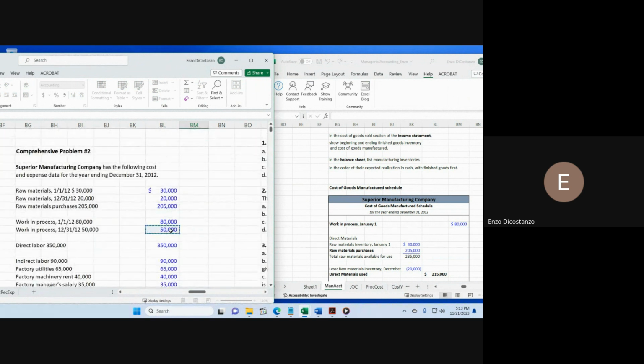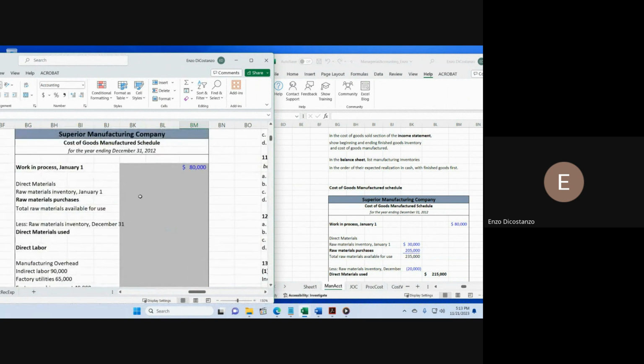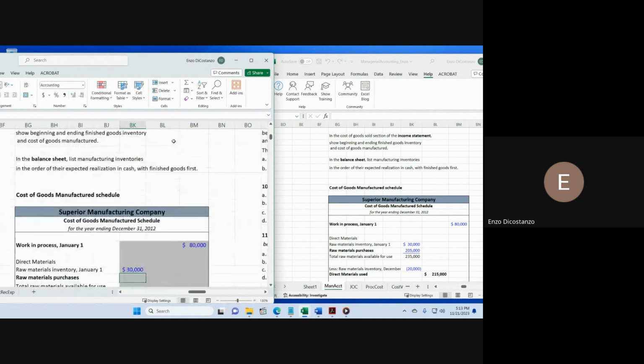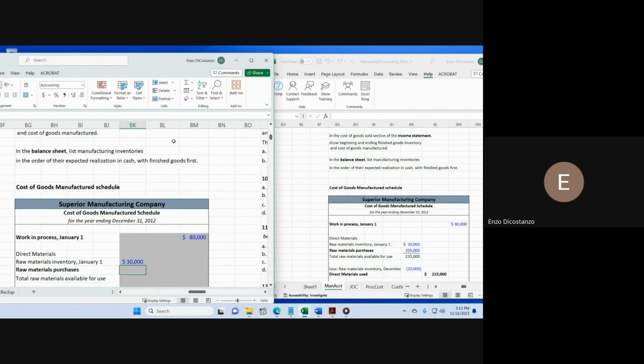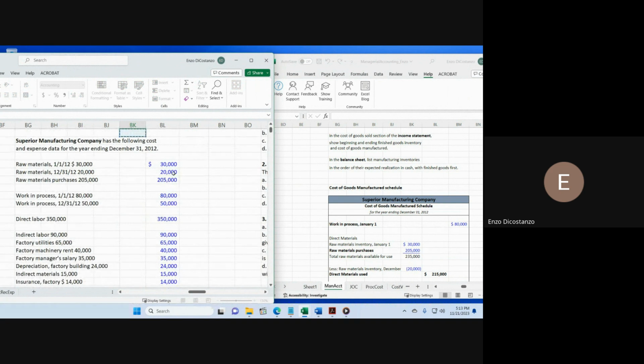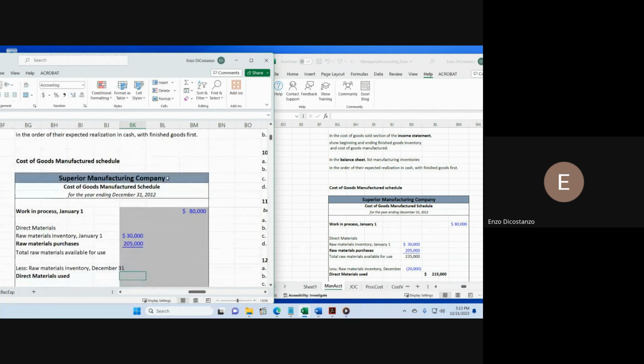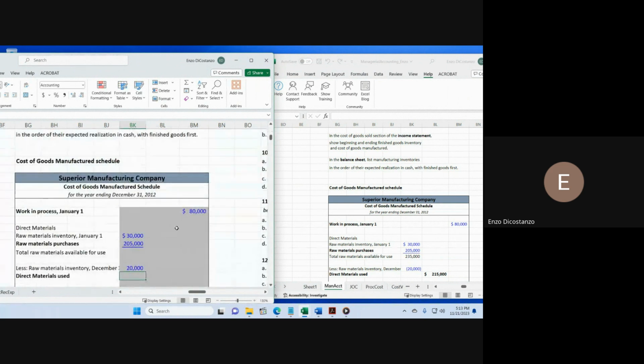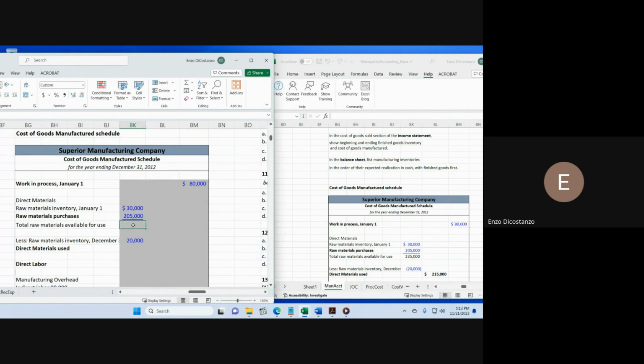And your ending work in progress is 50,000. No problem. You're going to do raw materials. When you start with 30, purchases 205, and ended with 20, this equals a sum right there, 235. And direct materials used, you just subtract these. There's your 215.